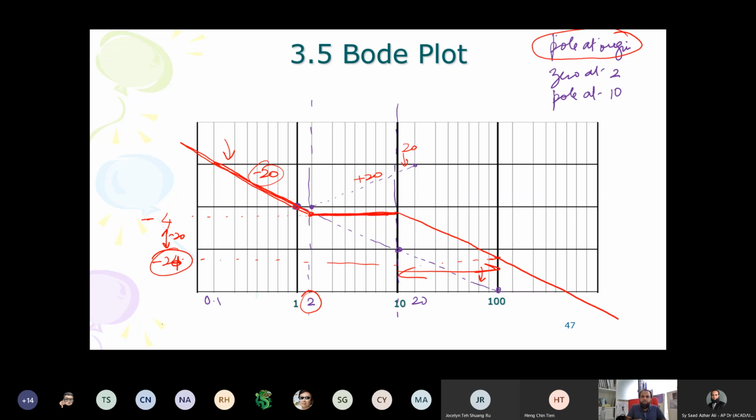All right, anyone, any question? Okay. One more example or I go to phase? One more example for magnitude so that we finish off magnitude and then we come to phase. One more, okay. One more of the magnitude plot.